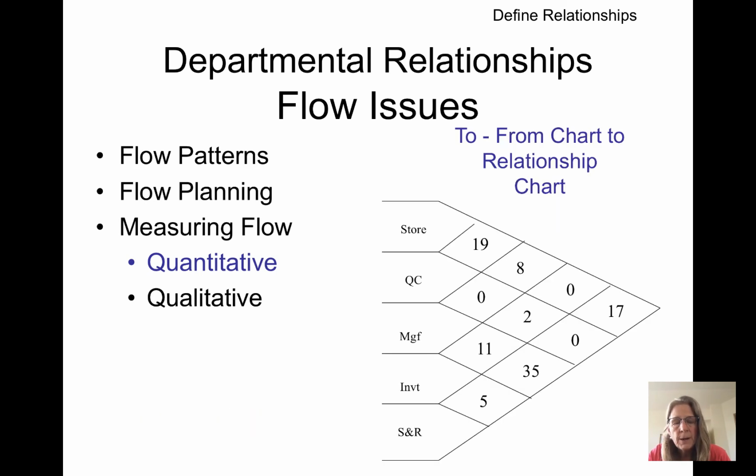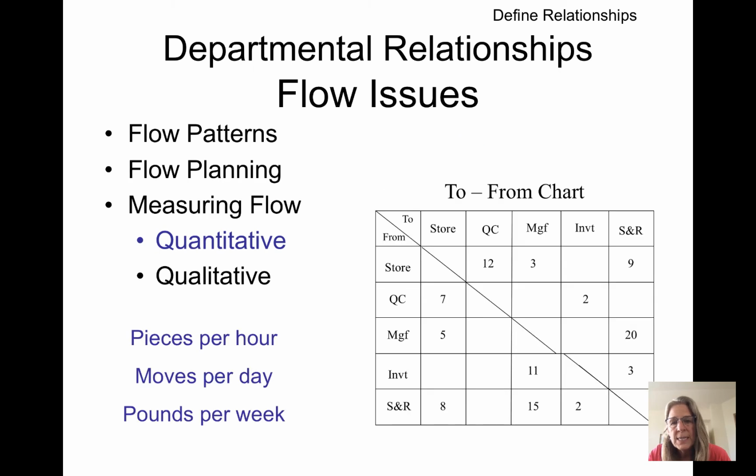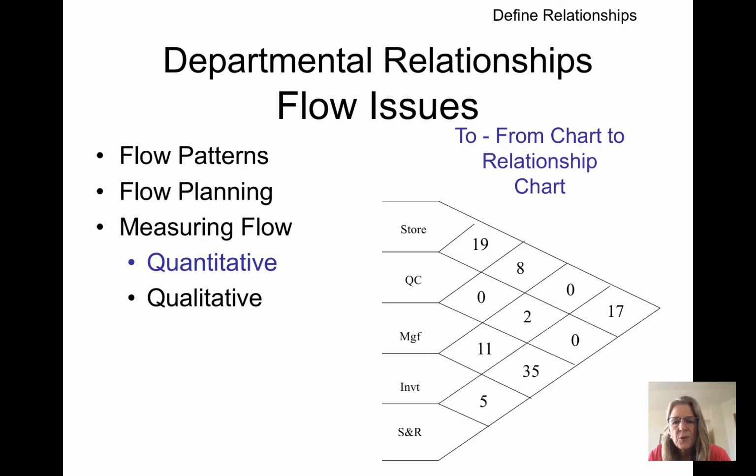So we create a to-from chart, which then becomes a relationship chart. So in the case of the storage and shipping and receiving, we can see we took 12 and 8, we took 9 and 8 and we added it together. And it should be 17, but it's 19. So we add those together in order to get the strength of the relationship. So the strongest relationship is between manufacturing and shipping and receiving at 35.